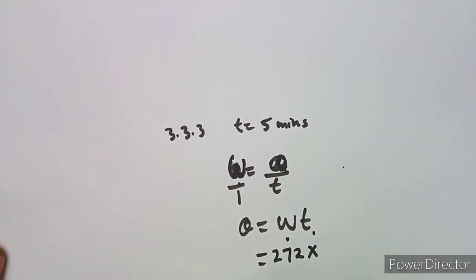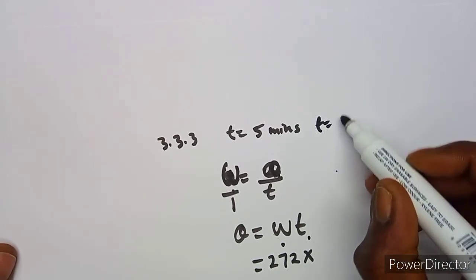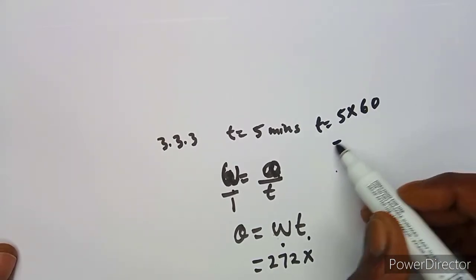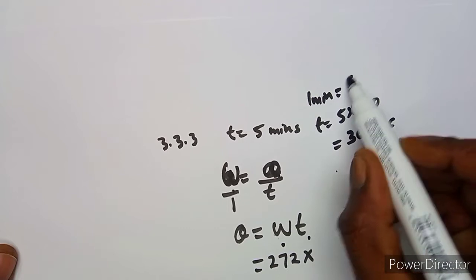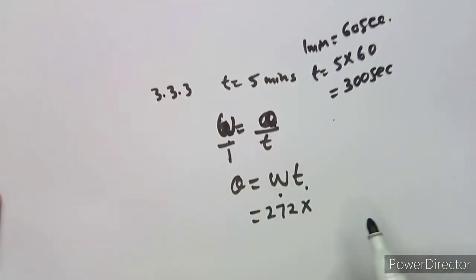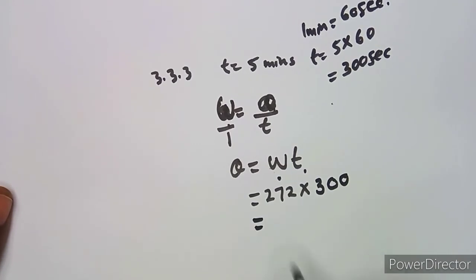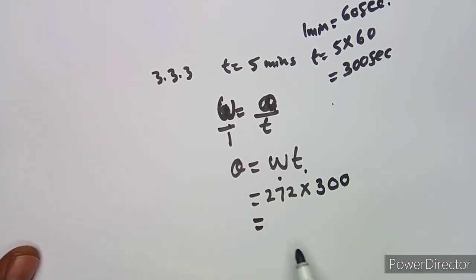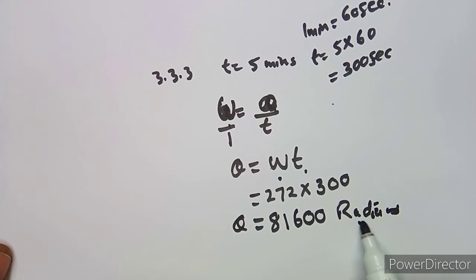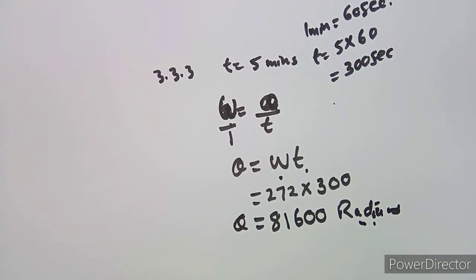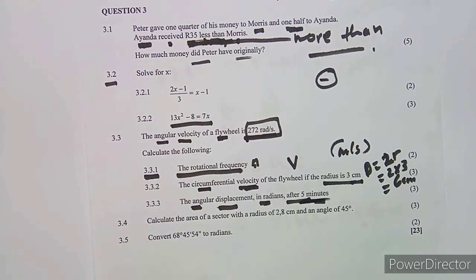So what are we going to do here? We are given time in minutes, so we've got 5 times 60, which is 300 seconds. Why? Because remember, in a minute we've got 60 seconds, so we multiply by 60. If we multiply by 300, we are going to have our theta exactly, which is 81600 in radians. So this is actually in radians. All right, that's how they ask these questions. So that is our angular displacement in 5 minutes.